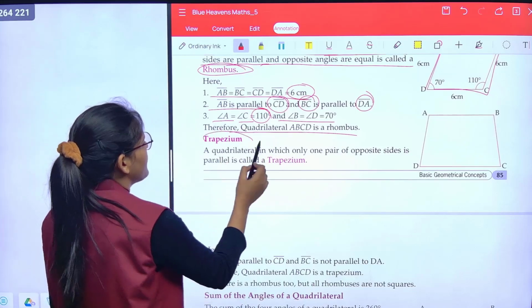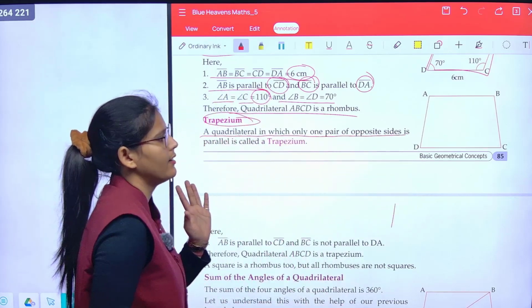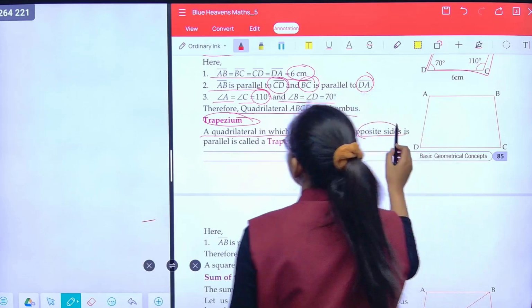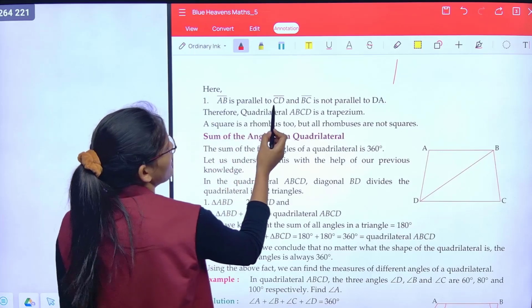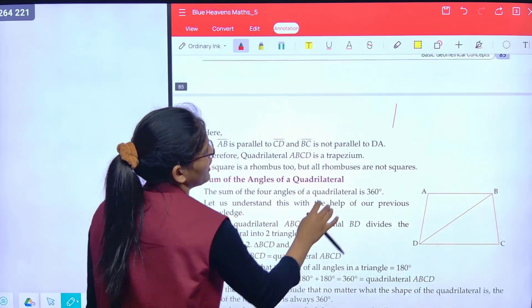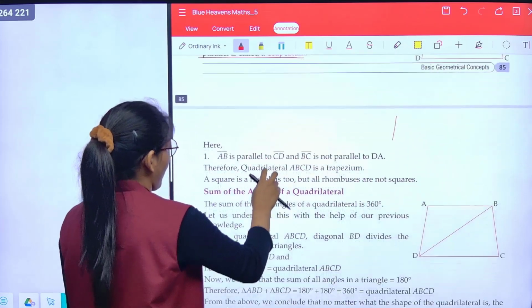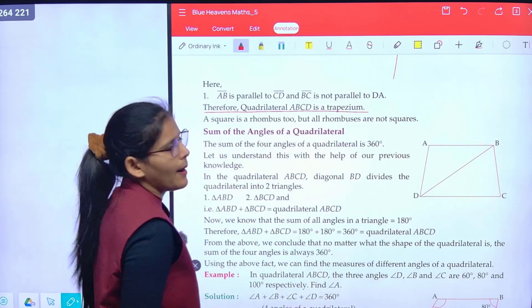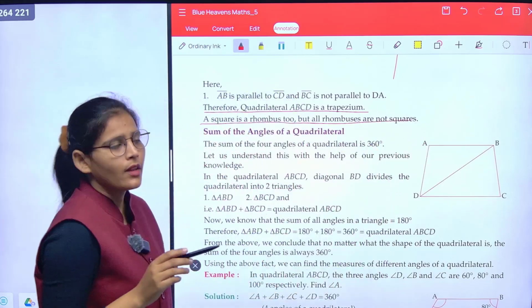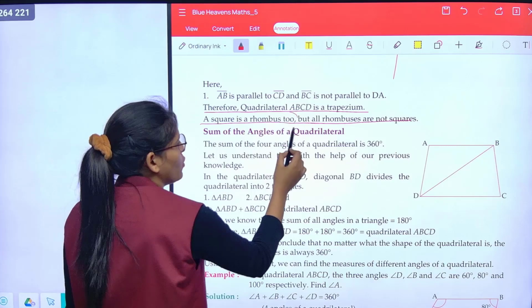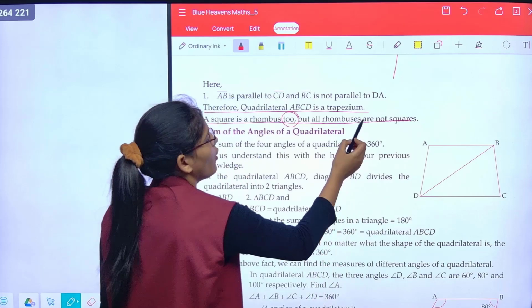Now class, trapezium: a quadrilateral in which only one pair of opposite sides is parallel is called a trapezium. Now class, here AB is parallel to CD and BC is not parallel to DA. Therefore, quadrilateral ABCD is a trapezium. A square is a rhombus too, but all rhombuses are not squares. Class, a square is a rhombus too. A square will be what? A rhombus also. But all rhombuses are not squares.